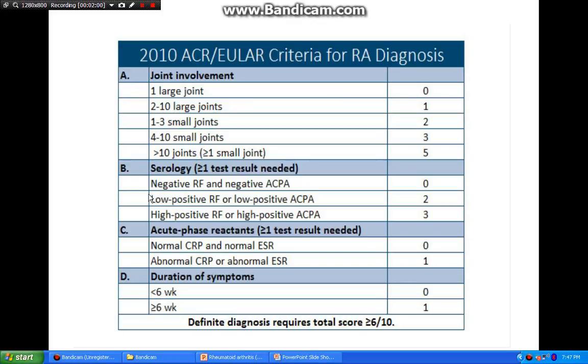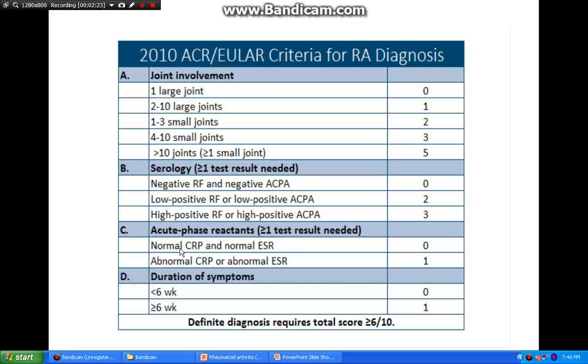Then the serology: what will you look for? You will look for the ACPA, or anti-CCP as you can also call it, and the rheumatoid factor. Two things you have to look at. If it is negative, 0. If it is positive, how positive is it, low positive or high positive? If it is low positive, you will get 2. If it is high positive, you will get 3.